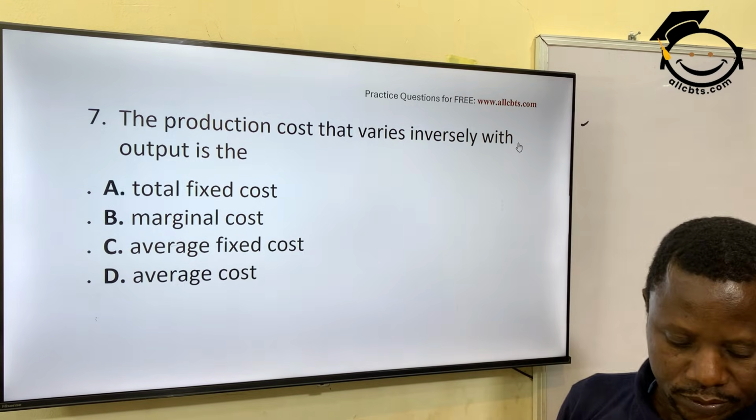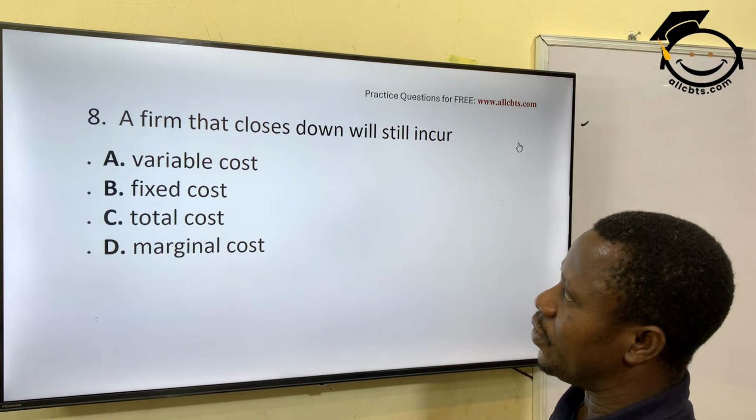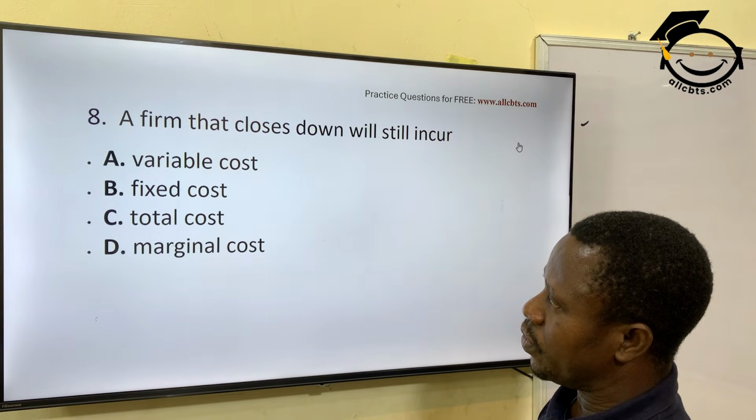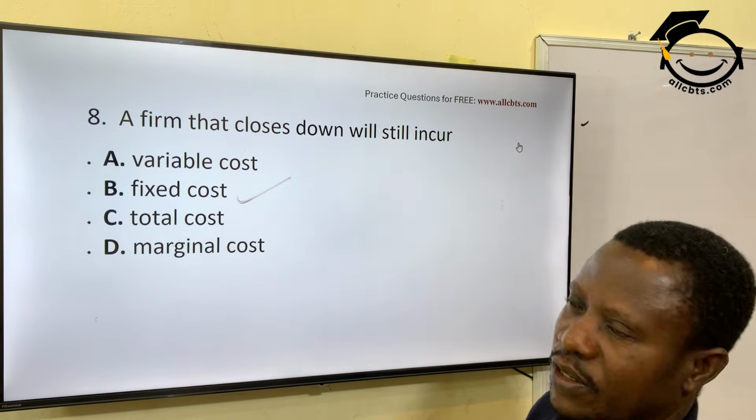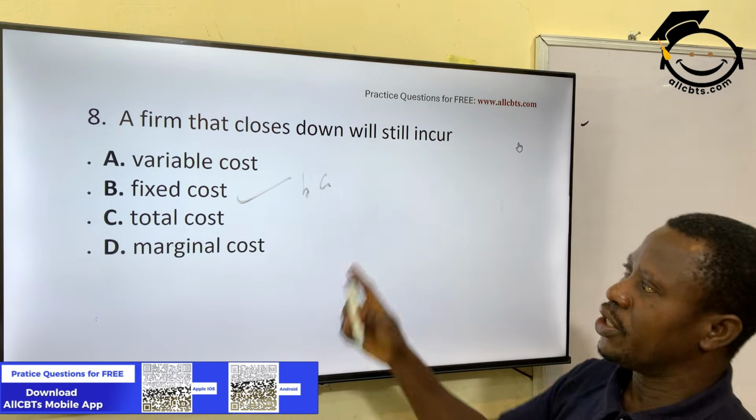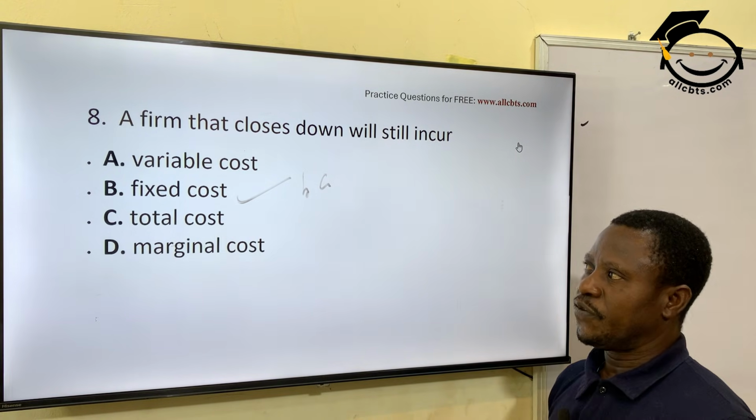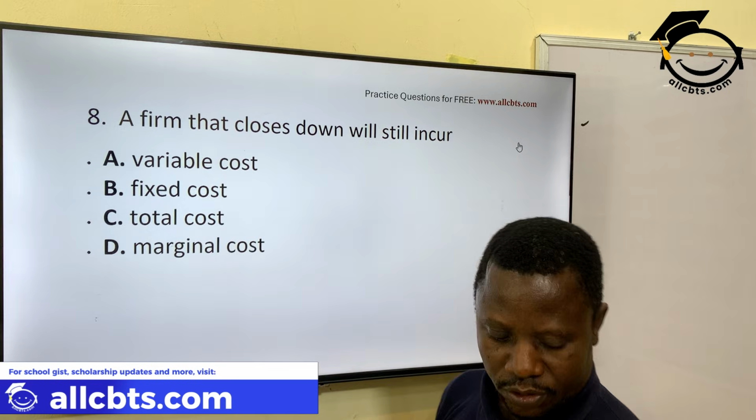The next question. A firm that closes down will still incur variable cost, fixed cost, total cost, or marginal cost? The answer is fixed cost. For the building, for some machinery, your capital goods, you still continue paying even when you have shut down. Offices, fixed costs. Option B is the correct answer.